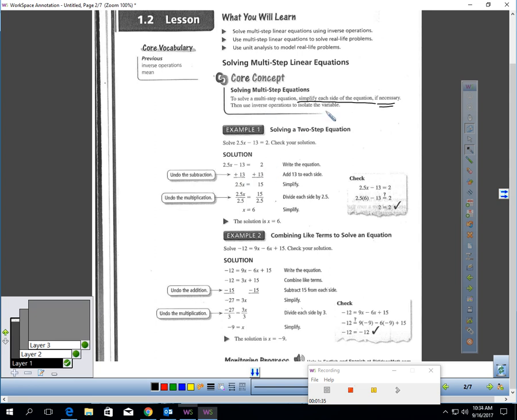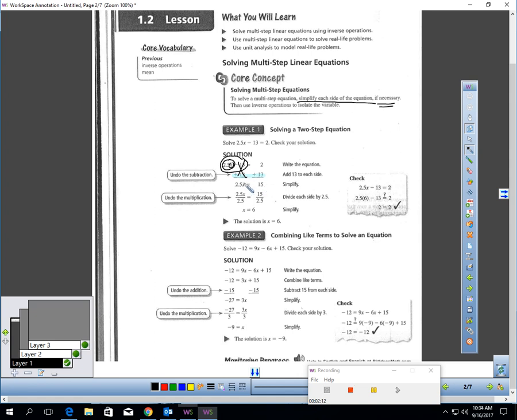So now, step 2, use inverse operations. Think about the onion again. X is the center. The multiply by 2.5 is the next layer. The minus 13 is the outside layer. So I have to peel away from outside in. I've got to get rid of the minus 13 first. That's why you can see here they're adding 13 to each side. When you add 13 to each side, minus 13 plus 13 cancel. You get 2.5x on the left and 2 plus 13 is 15 on the right.